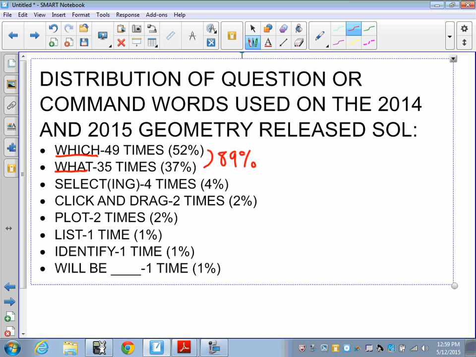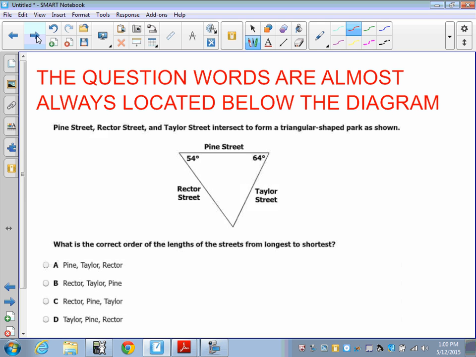These are the other words that came up in it. As you can see, everything had a command or a question with the exception of the "will be blank," where you had to fill in the blank with a multiple choice answer. So one key thing when you're looking for these words, the which, the what in particular, the question words are almost always located below the diagram.